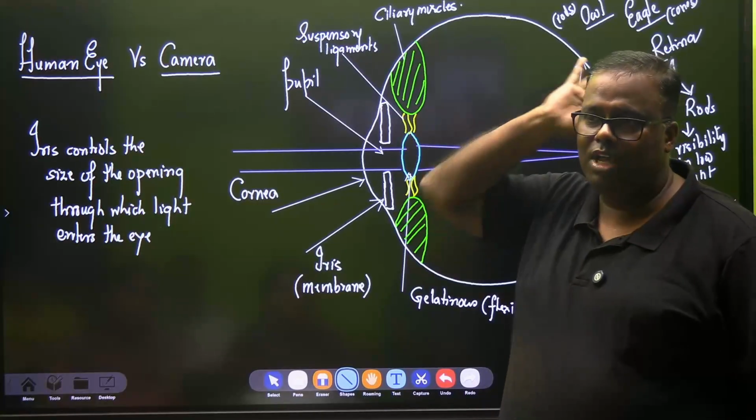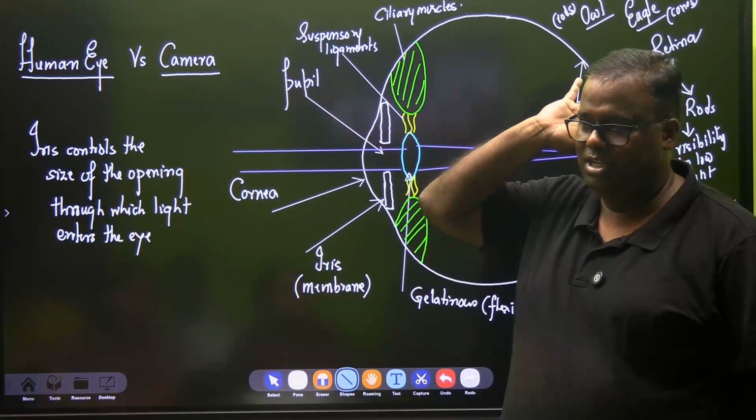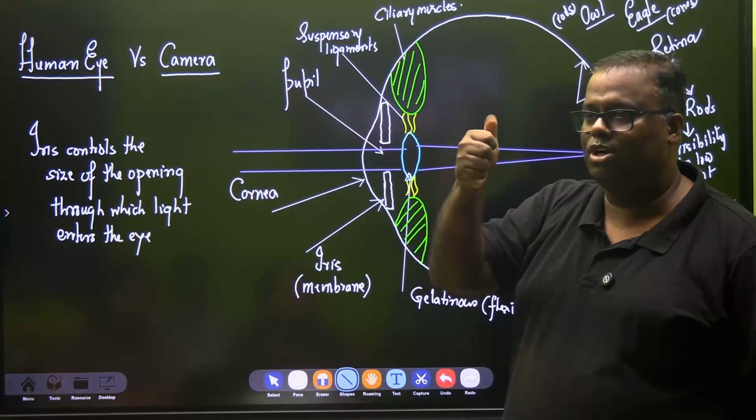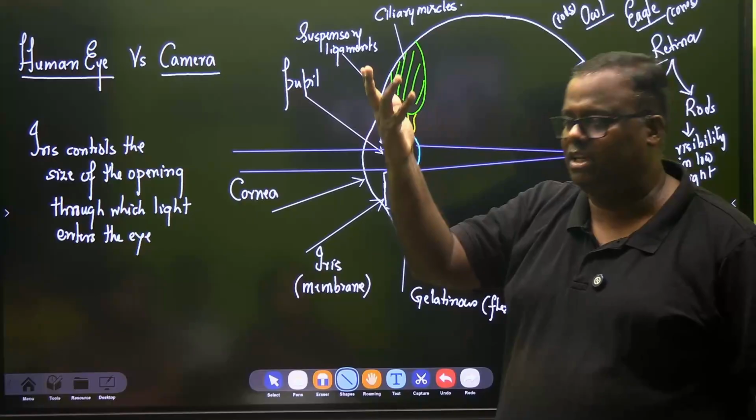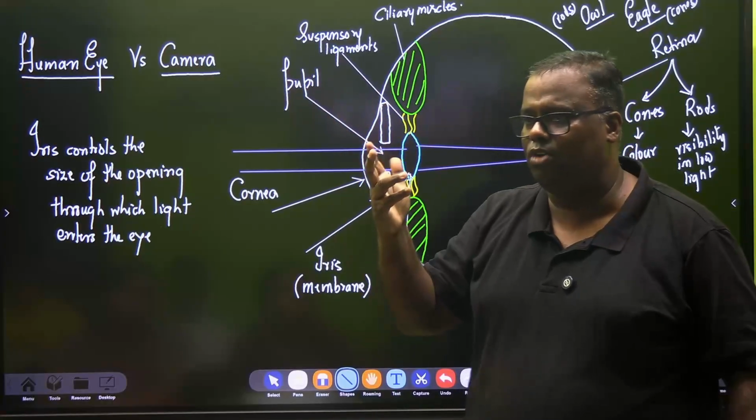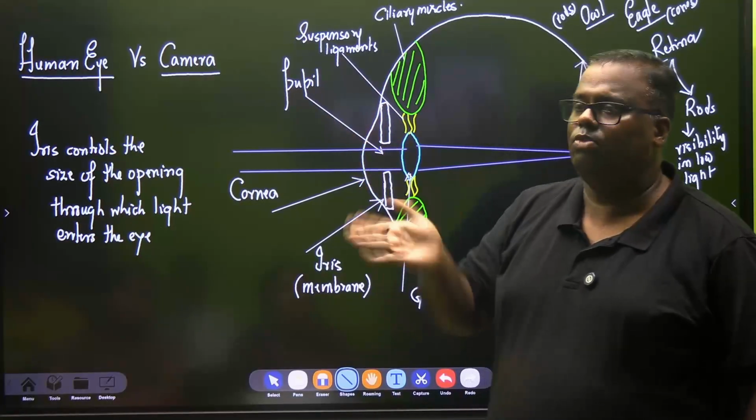In a camera, we have something called aperture and shutter speed. So whenever you control your shutter speed, suppose you are taking a photograph of some big fight or some cricket match that is going on, or a football match which is very fast, you have to increase the shutter speed.